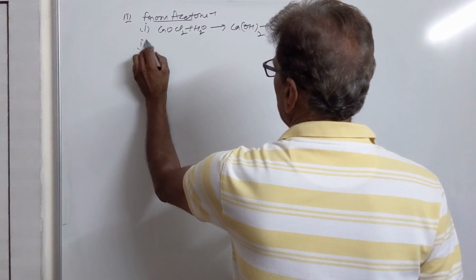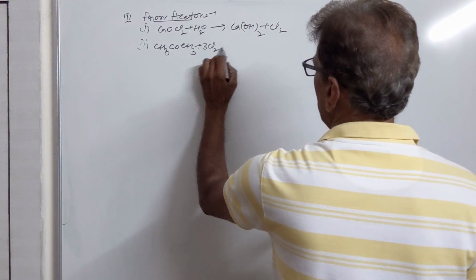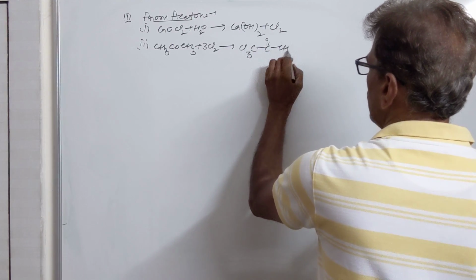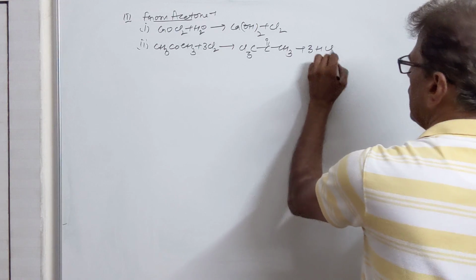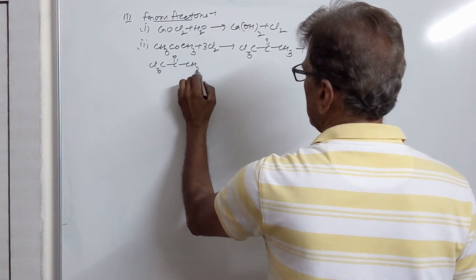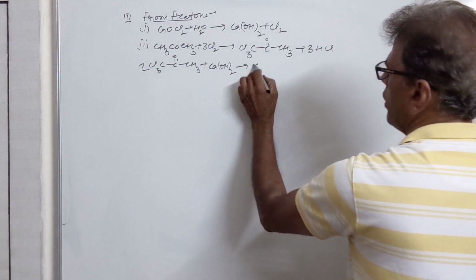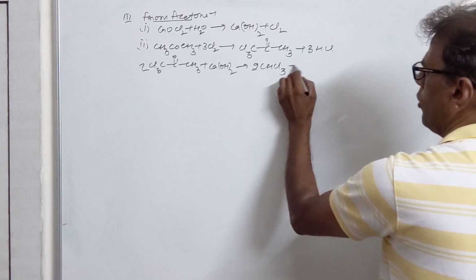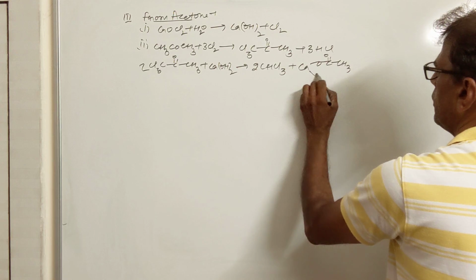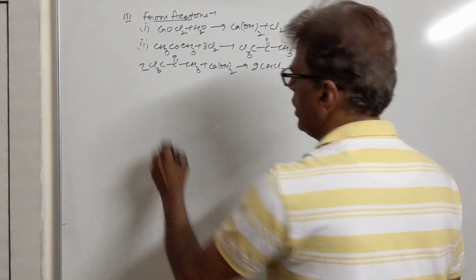In the second step, acetone combines with 3 molecules of chlorine, and 3 chlorines are introduced into the acetone. We get this product, trichloroacetone, which when treated with the calcium hydroxide produced in the first step, 2 molecules of it, will give you 2 molecules of chloroform plus calcium acetate. This is calcium acetate. This is our third method.